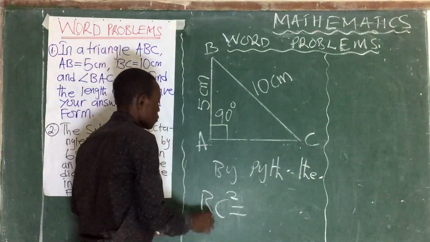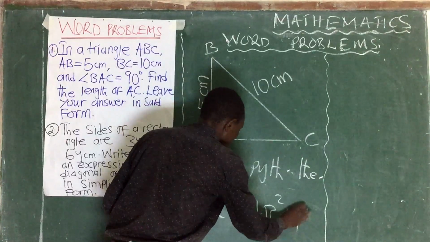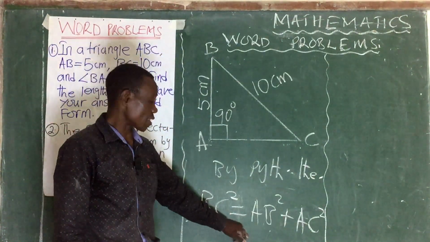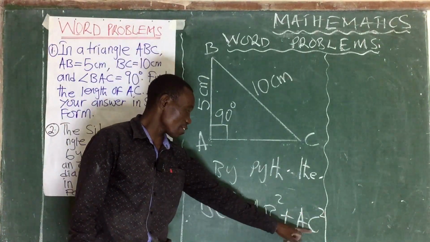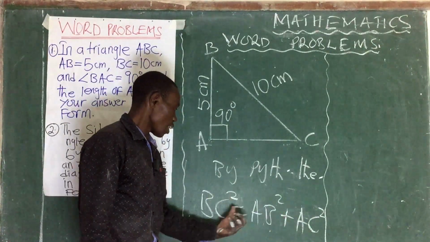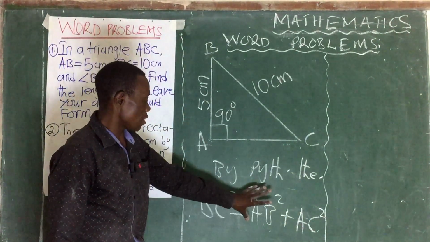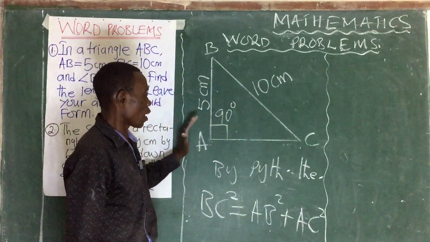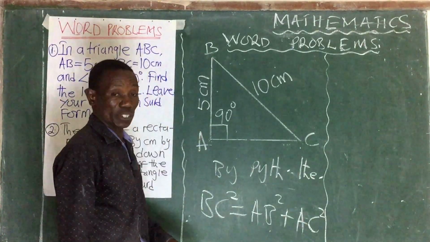So here we're going to square AB and then we add AC squared. That's what the statement of Pythagoras states. So you talk of BC squared is equal to AB squared plus AC squared. This is the relation that exists among the three sides of a triangle, which is only right angled.